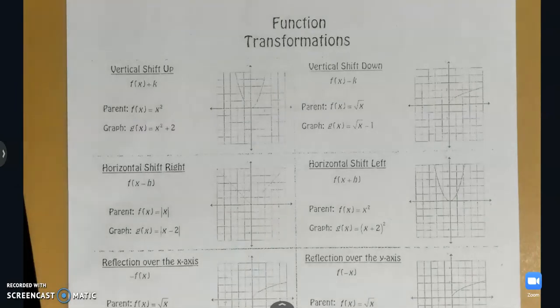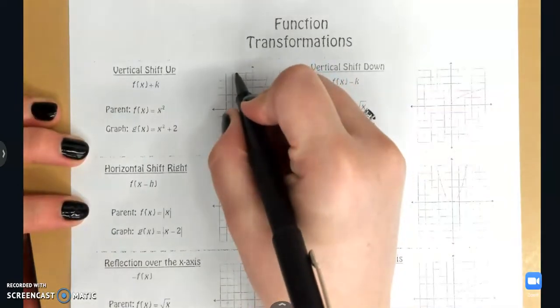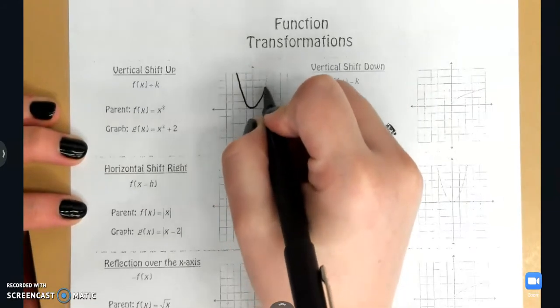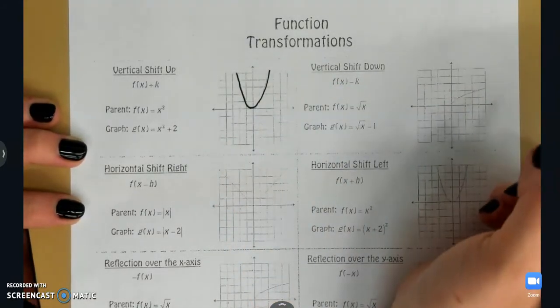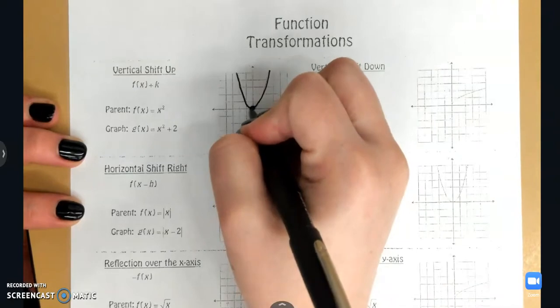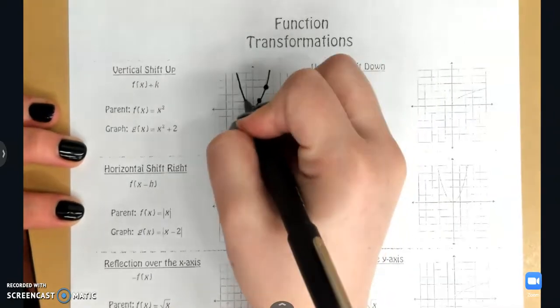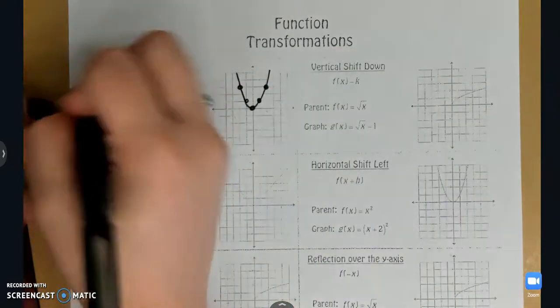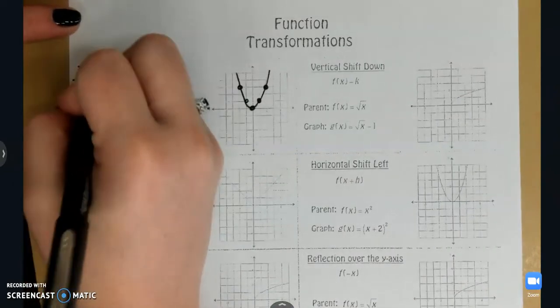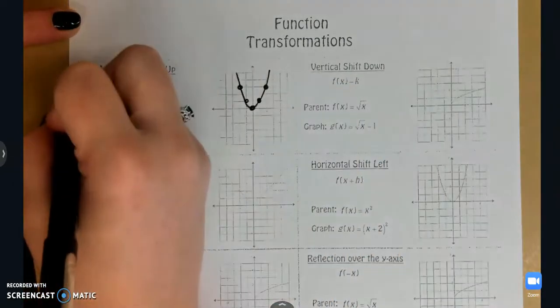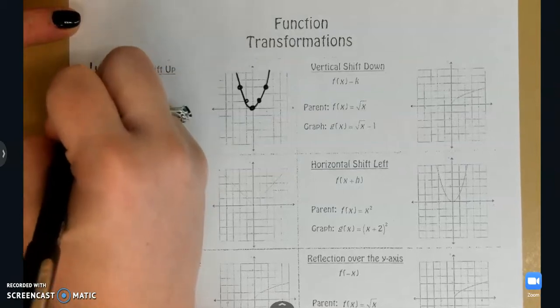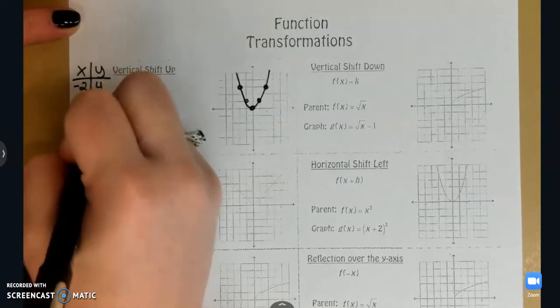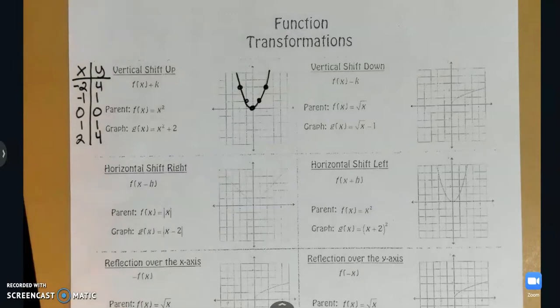So I know this is not super great quality, so I'm going to draw this in. This is my quadratic parent function. It's a parabola. And so just a couple points that are on my parent function here. I'm going to make a t-chart of my x and y. I've got -2, 4, -1, 1, 0, 0, 1, 1, and 2, 4.